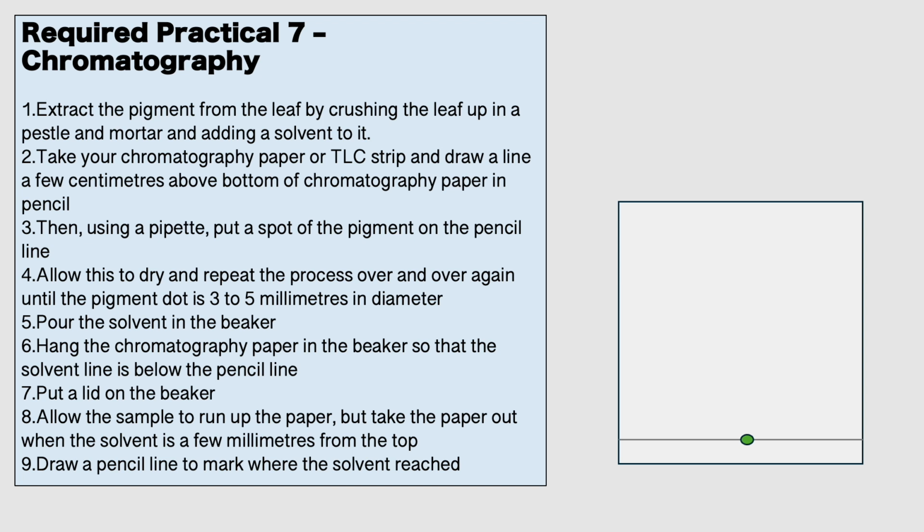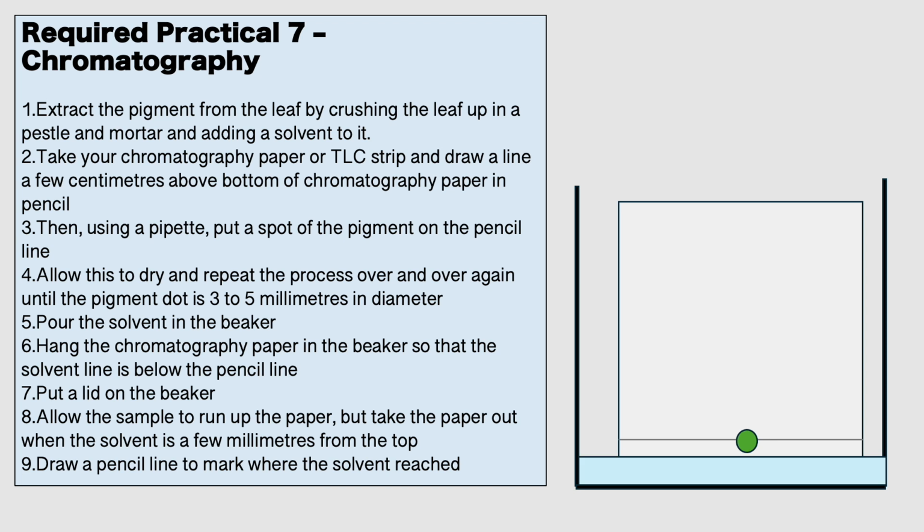Allow this to dry and repeat the process over and over again until the pigment dot is 3 to 5 millimeters in diameter. Then pour the solvent in the beaker and then hang the chromatography paper in the beaker so that the solvent line is below the pencil line. This is so the pigment travels upwards with the solvent rather than dissolving into the solvent at the bottom of the beaker.